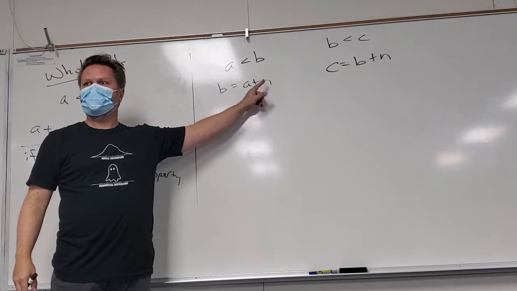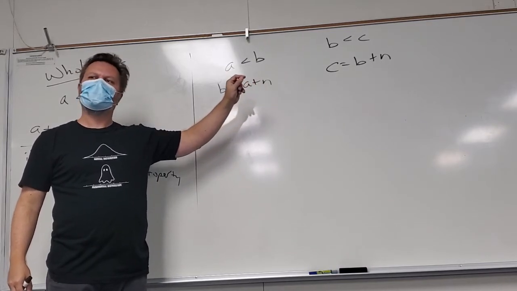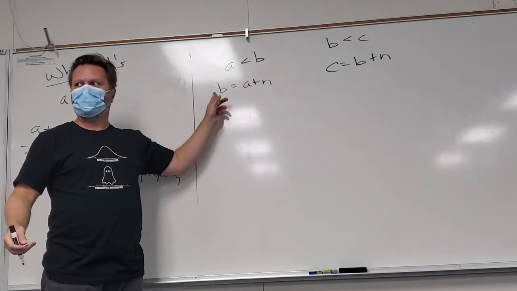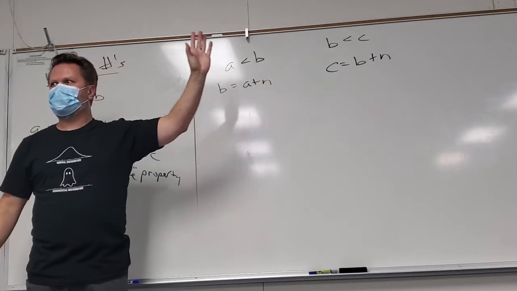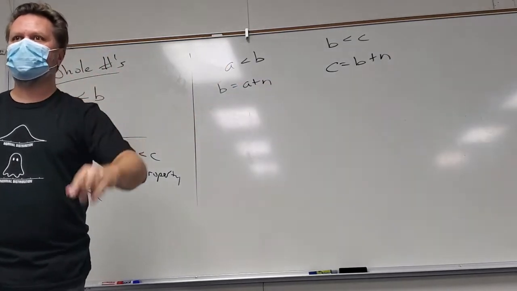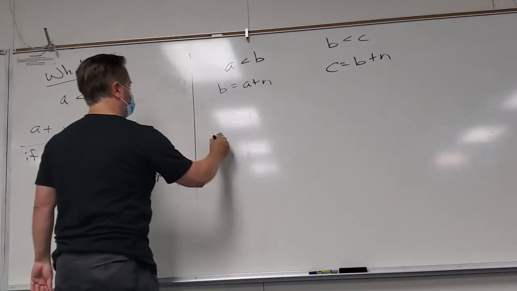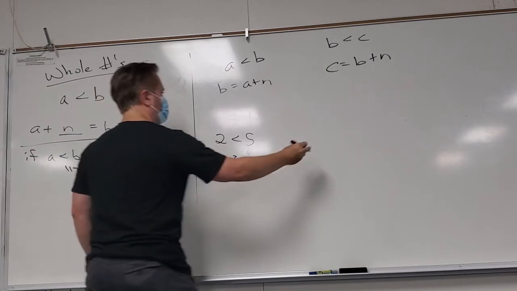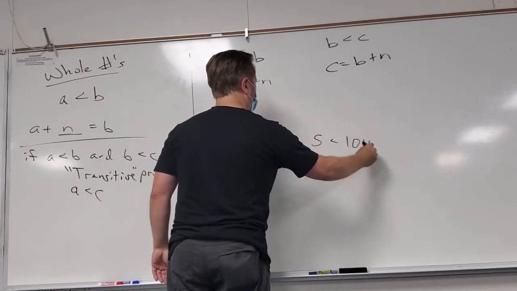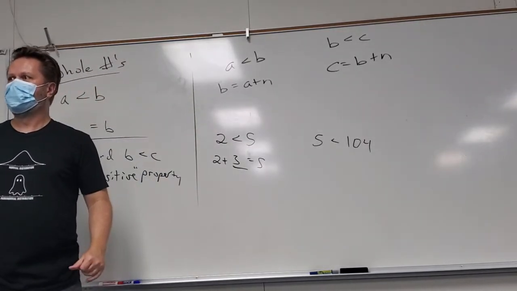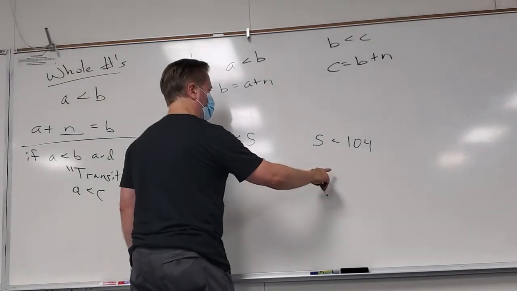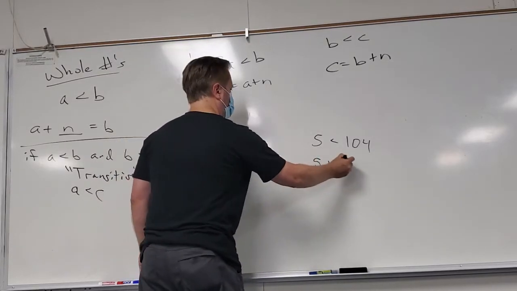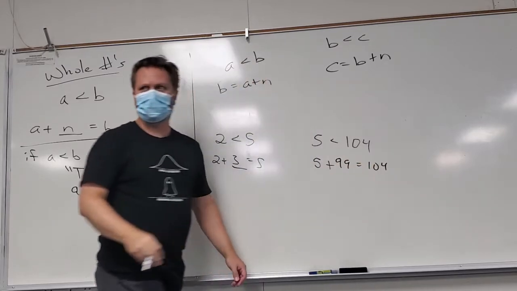Because B and C could be different than A and N. N is the number A needs to become B. Why should it be the same number B needs to become C? Let's do a specific example. 2 is less than 5, because 2 plus 3 equals 5. 5 is less than 104. Why? 5 plus 99. Everybody with me?